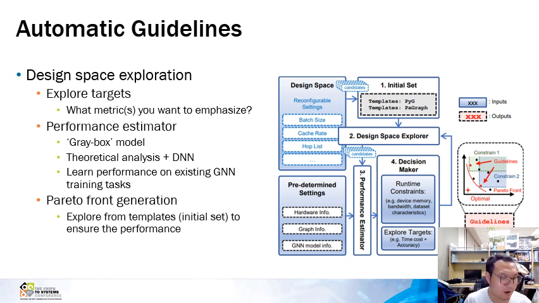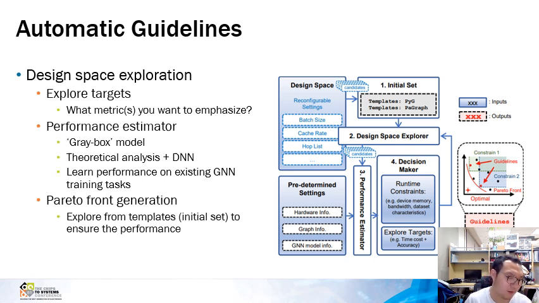Then we come to the design space explorer. Every time the explorer takes a candidate from the design space, it passes the candidate to the performance estimator, fetching back the estimated performance without actually training. The decision maker will decide whether the performance satisfies runtime constraints and whether the result outperforms others.